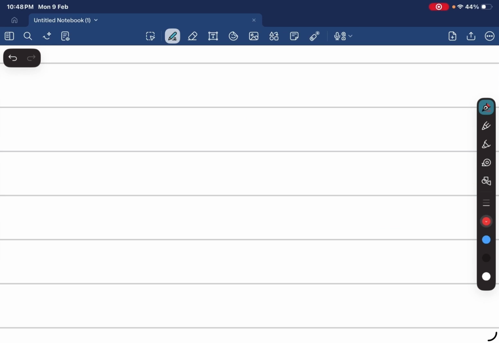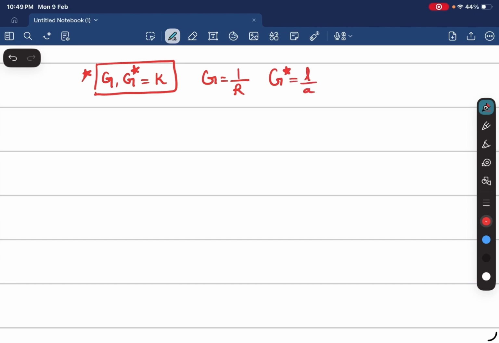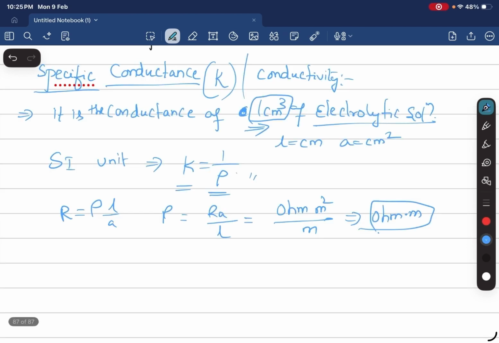So the most important formulas are based on conductance, which is G, cell constant G star, and conductivity or specific conductance kappa. This is the most important formula. So here G we can write as 1 by R. G star is nothing but the cell constant L by A, and kappa is nothing but specific conductance, which can be written as 1 by rho. So these are the most important formulas.